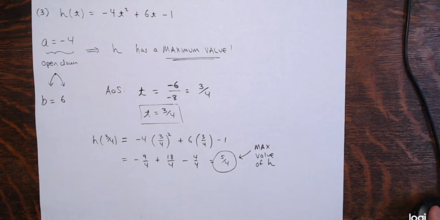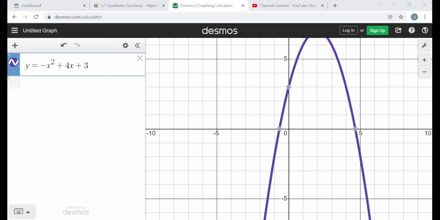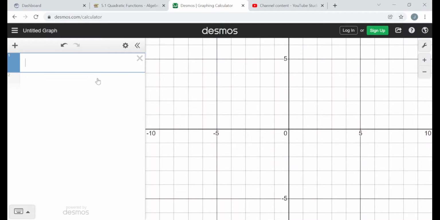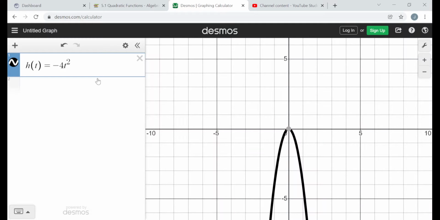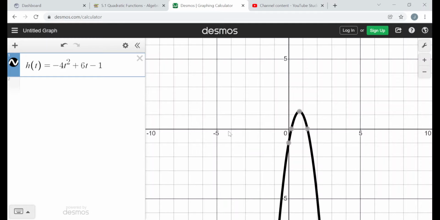Now, the nice thing about Desmos is you can enter functions of other variables. You just have to make sure you're using function notation, right? h of t equals negative 4 times t squared plus 6t minus 1. And now the horizontal axis is the t-axis, and the vertical axis is the h-axis.